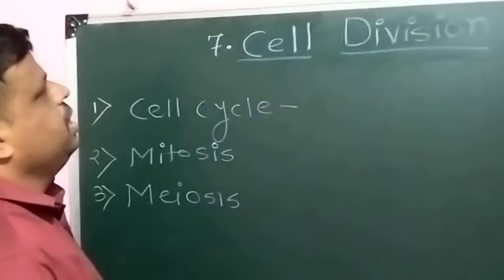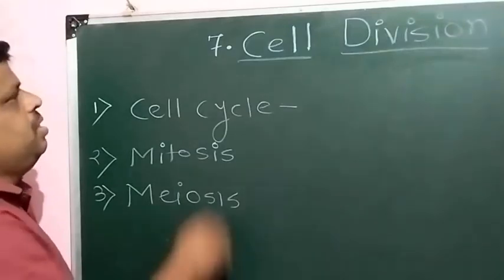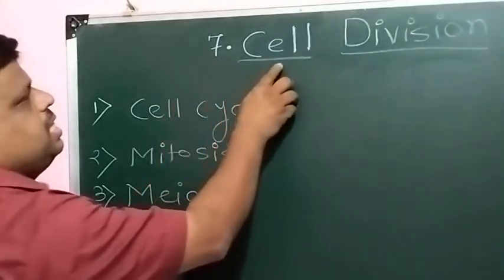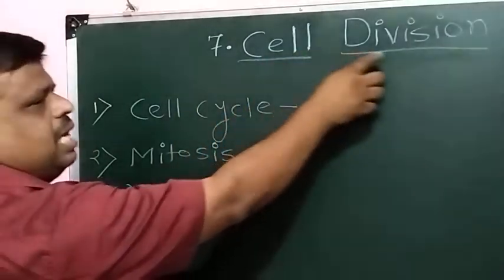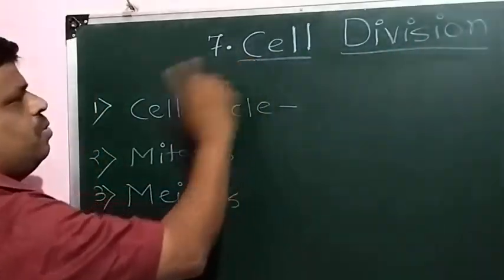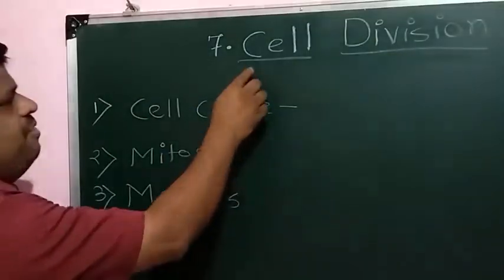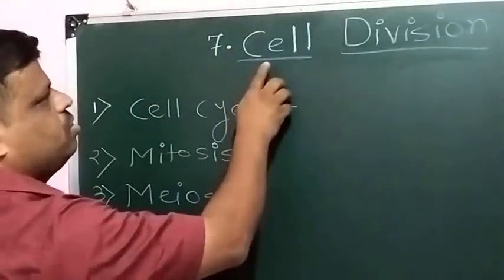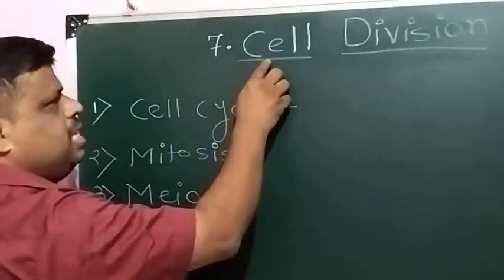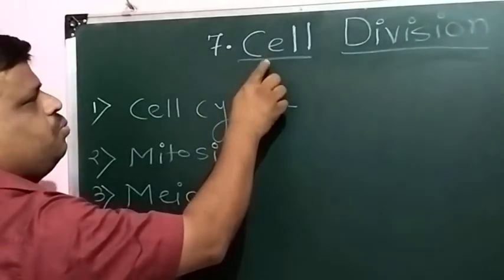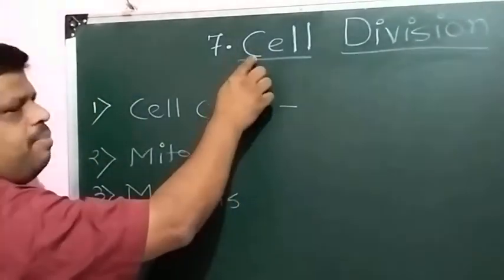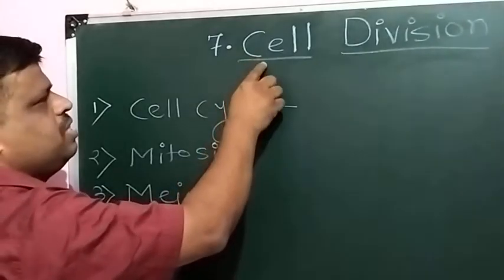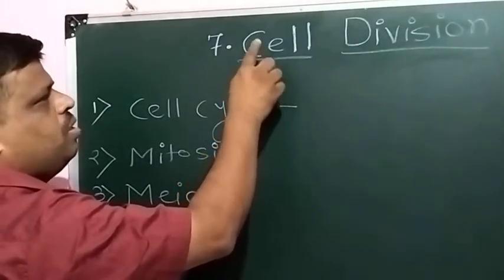Hello students, today you are going to study chapter number 7, that is cell division. So let us see first a definition of cell. Cell can be defined as a basic structural and functional unit of life.